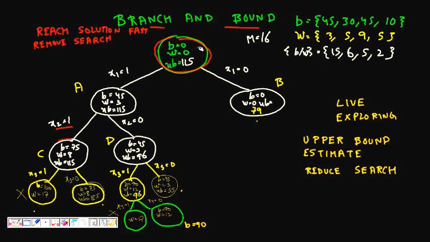So how do we do it? At the root, of course, when I'm not choosing any item, I would have benefit 0. These are the items, item 1, 4, 5, with benefit, weight 3, and so on. And we have the benefit by weight ratio here: 15, 6, 5, 2. So how do we find this upper bound here? We have M as 16, the maximum capacity of the knapsack.